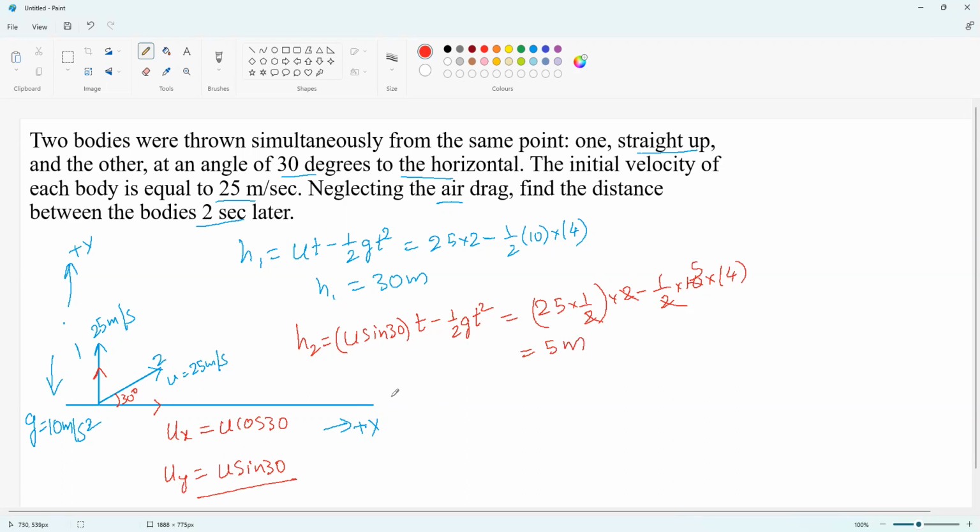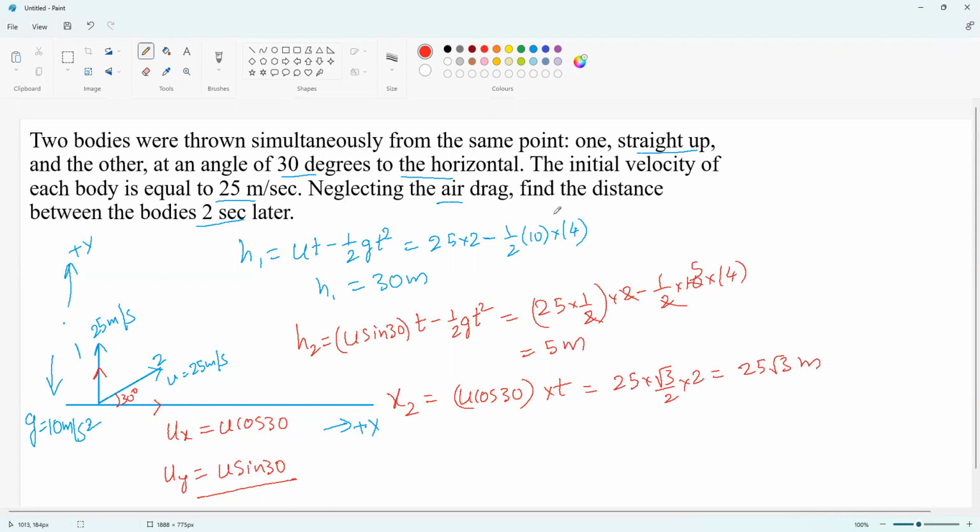And in the horizontal direction, as it has no acceleration in the horizontal direction, the distance traveled in the horizontal direction x2 will be u cos 30 into time. So this will be 25 into root 3 by 2 into 2. So this is 25 root 3 meters.